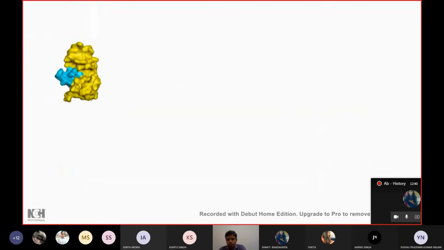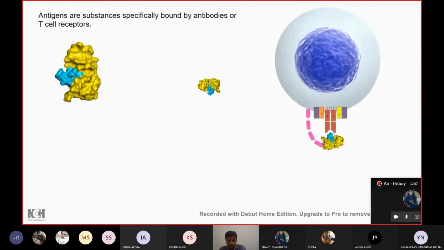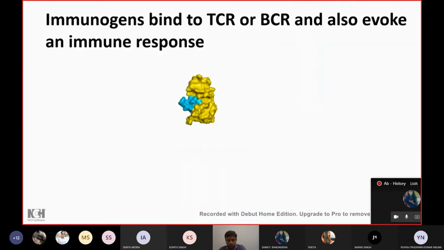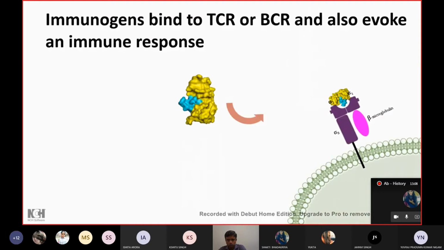Now we know anything that binds to the T cell receptor or the B cell receptor, which is a membrane-bound antibody, is known as an antigen. Antigens can bind to the T cell or B cell receptor, but not necessarily would they evoke an immune response. So, the T cell receptor and B cell receptor bind to the specific epitope of an antigen, right? On the other hand, those antigens which can bind to the T cell receptor or B cell receptor and can evoke an immune response are known as immunogens. So that is how immunogens are differentiated from antigens.